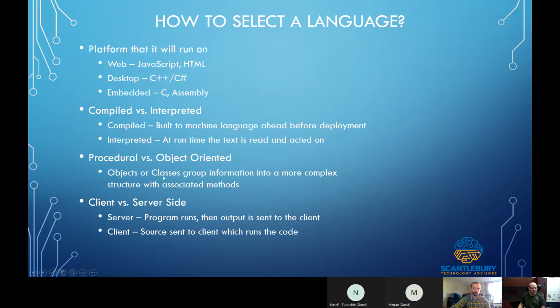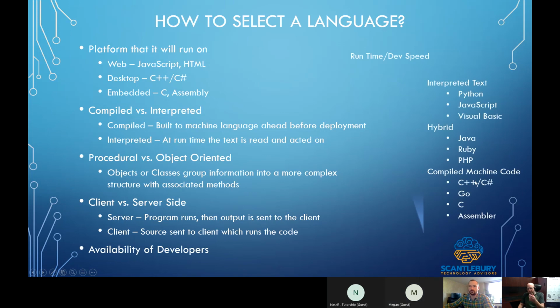And so if you kind of know what you want, does it need to run fast or do you want to do fast development? And so what I did is I organized some of these common languages here. And I skipped over one thing and I kind of left it for here. So I said like C++ and C# and Go and C and assembly. Those are compiled machine code languages. You compile them ahead of time. Up here, you have Python and JavaScript and Visual Basic, which is all interpreted. And then you have these hybrids where you partially compile it and then you do a little bit of interpretation. So things like Java and Ruby and PHP, it gets partially compiled.